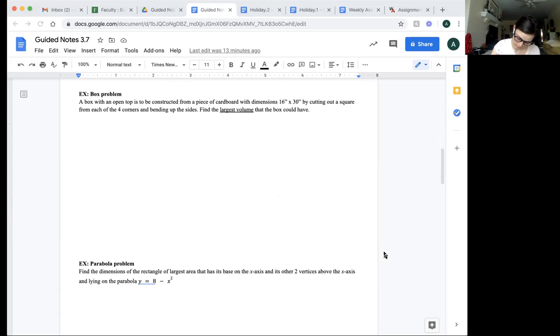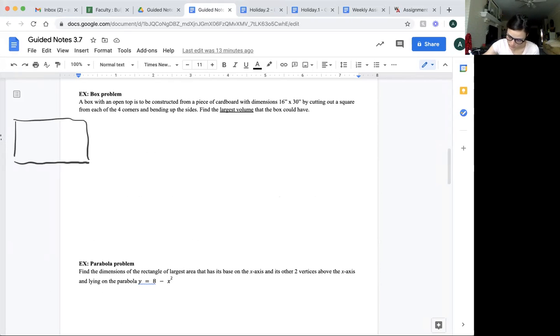So again, we are going to start with a picture. A box is being constructed from a piece of cardboard with dimensions 16 by 30. My 1 came out kind of weird there. Let me give myself a little more space. We're going to cut out a square from each of the 4 corners and bend up the sides. So hopefully you kind of see that if you cut out these squares, you would be able to bend up the sides of this sheet of cardboard and get a box. So find the largest volume that the box could have.